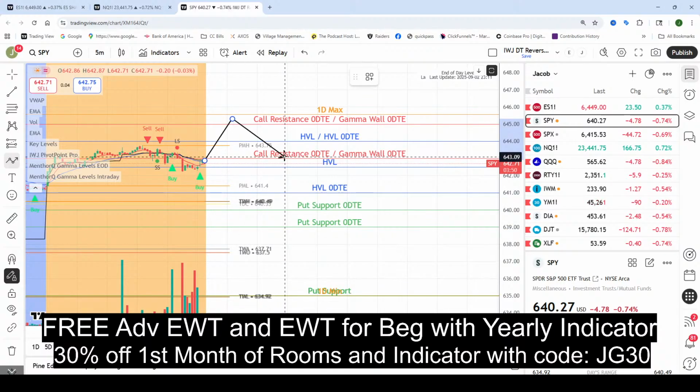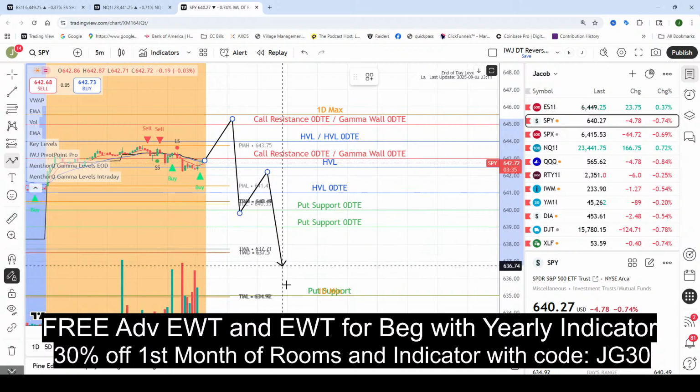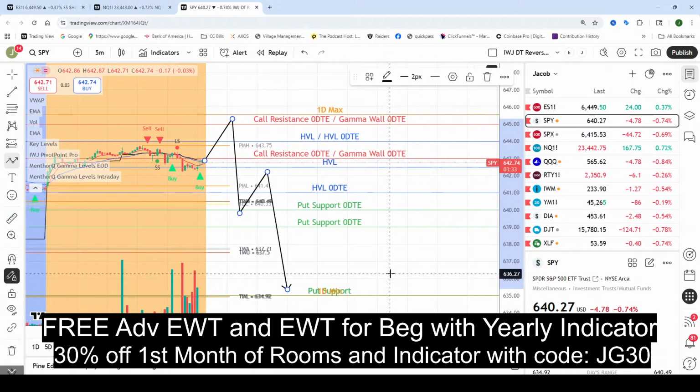You have your call resistance level here at 643. You have another one at 645. You would look for them to fail in these, and 644 is also a high volume level. So you'd look for them to fail and give us a sell signal somewhere in this zone. And then we look for the market to play out to the downside, back down towards 635.